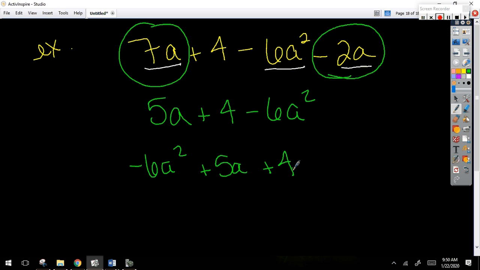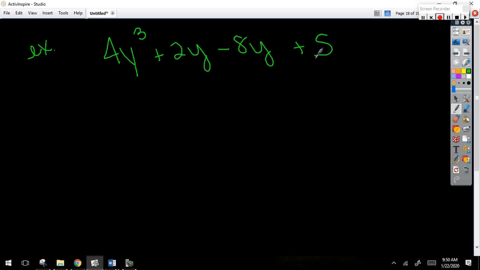Yes or no? What you think? One more? One more. Uno más. Okay. 4y to the third plus 2y minus 8y plus 5. Can it be simplified? Why?